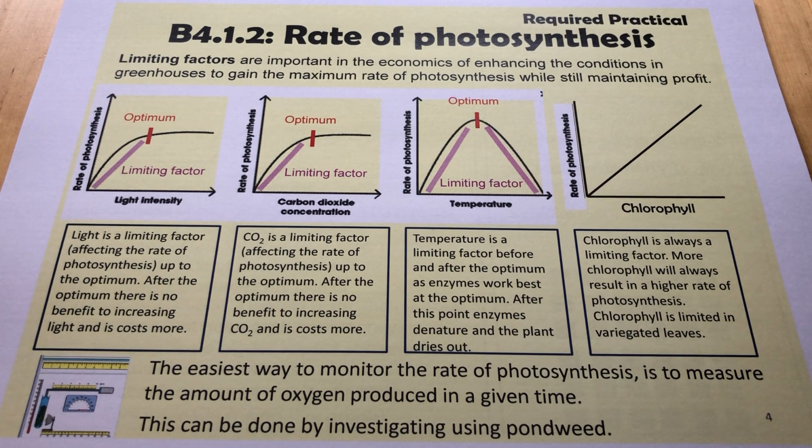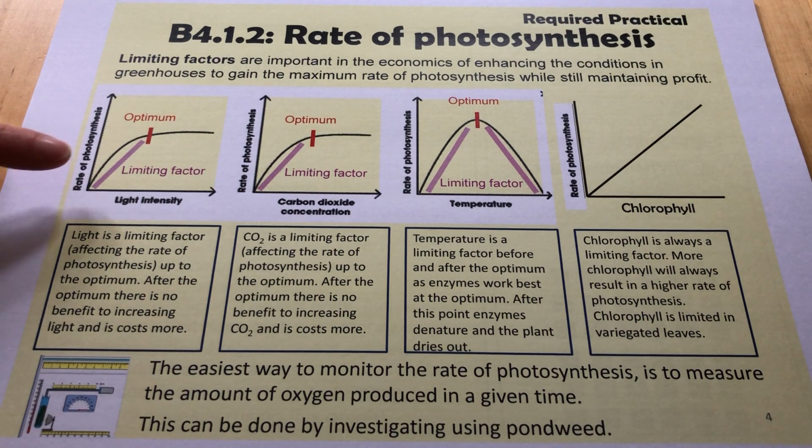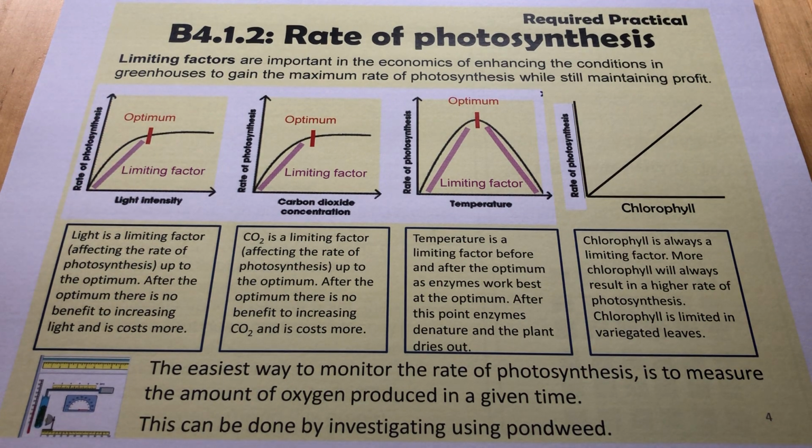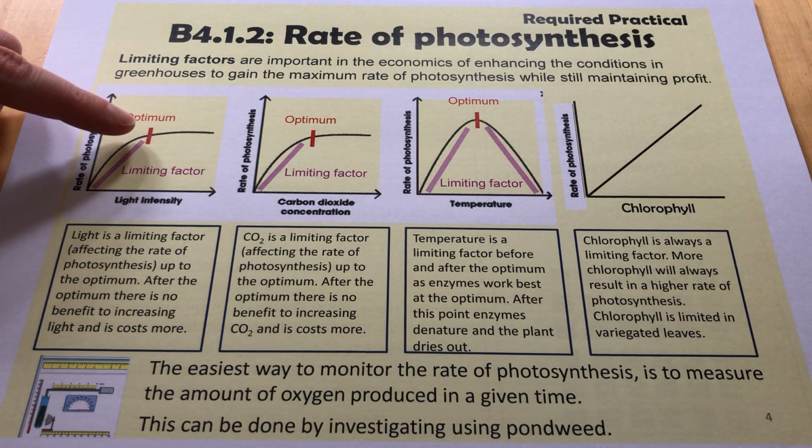When we've got our maximum rate of photosynthesis, there are no limiting factors. Everything is at its optimum, everything's at its full capacity. But there are some factors that we can adjust to increase that rate of photosynthesis. You can see here from this first graph, we've got light being a limiting factor at low levels of light. In other words, when we increase light intensity, the rate of photosynthesis increases up to this optimum point.